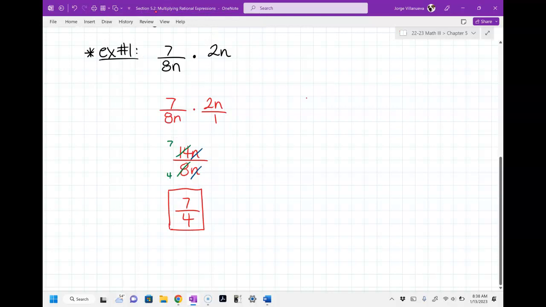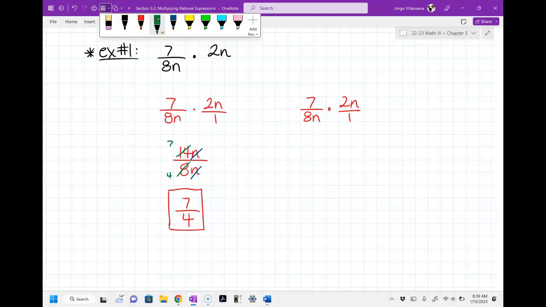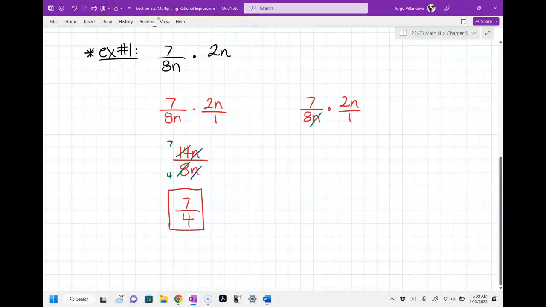So if I have 7 over 8n times 2n. Remember, if you want to write it as a fraction, feel free. But there are some people who are okay doing this, right? Some of us feel confident cross-canceling. You could cross-cancel n with n diagonally.